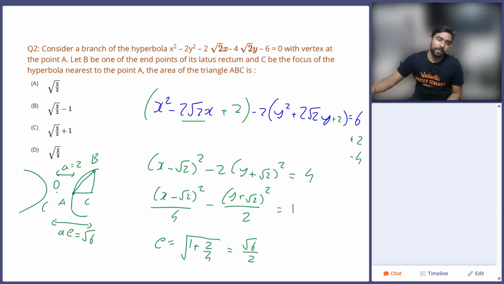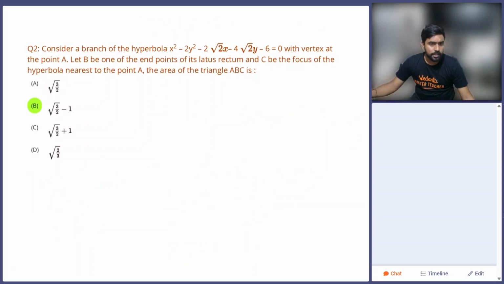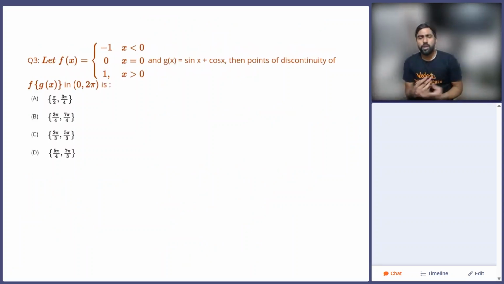So can I say that the distance between the vertex and the focus is root 6 minus 2, multiplied by the height, which is b square upon a, the latus rectum, right? That's b square upon a, which is equal to b square, that is 4, divided by 4, that is 1, multiplied by half. This is the area of this triangle over here. I can write this as 1 by 2 times (root 6 minus 2), that's root 3 by root 2 minus 1, so whole root of 3 by 2 minus 1. Option B will be the answer for this question. Okay? A very simple basic question over here. I hope the idea is clear. Righty. Chalo. Moving on. Let's have a look at the next one. Okay, what do we have now?